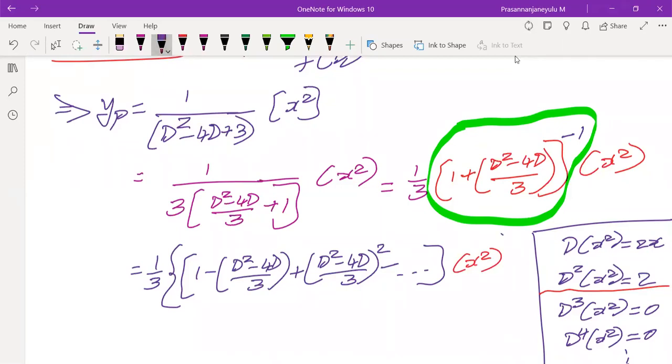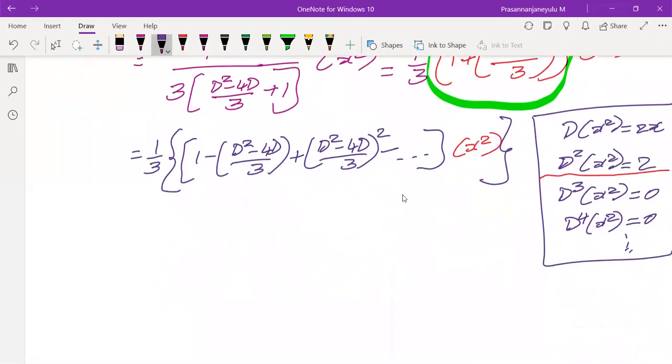You need to write like this only. Okay. So now what we have to do is simplify inside the brackets, which are in the blue color. 1 by 3 into 1 minus d square by 3 minus into minus plus 4 by 3d. I hope you people are understanding.